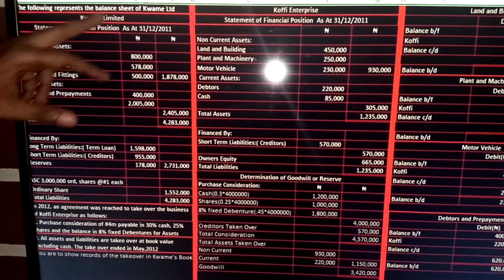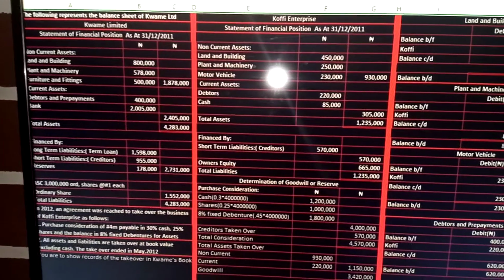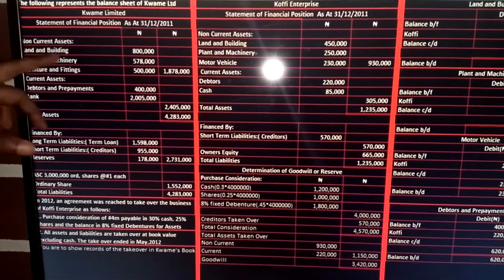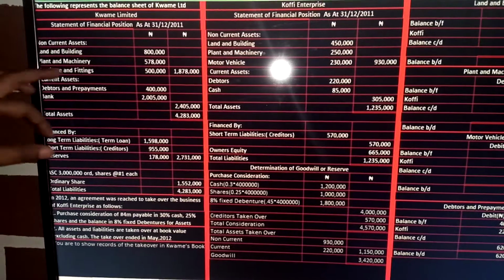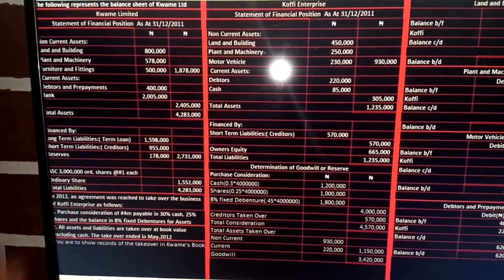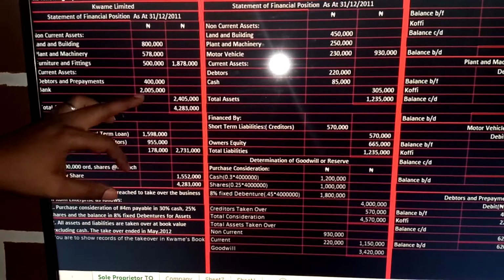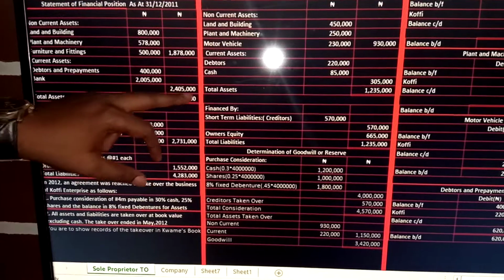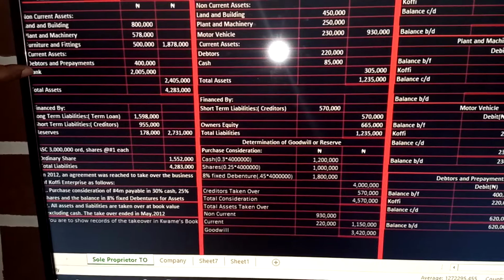Okay, so we have Kwame Limited, statement of financial position as at 31st December. I told you that the statement of financial position is also called the balance sheet. So we have non-current assets, also called fixed assets. Land and building here is 800,000. Plant and machinery is 578,000. Furniture and fittings 500,000. Total non-current assets is 1,878,000. We have current assets: debtors and prepayments 400,000, bank 2,005,000. So if you add everything, you have 2,405,000. So 2,405,000 plus 1,878,000 gives you 4,283,000. That's the total asset of Kwame Limited.